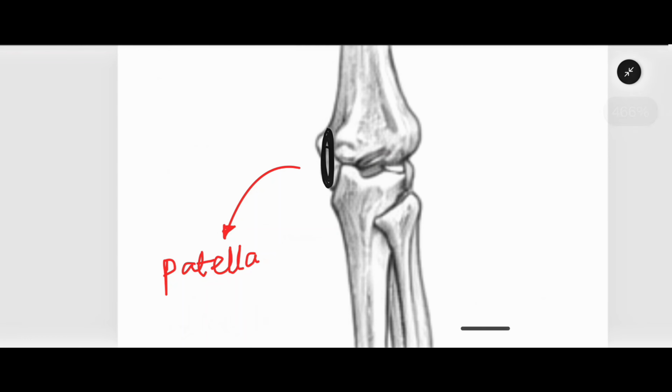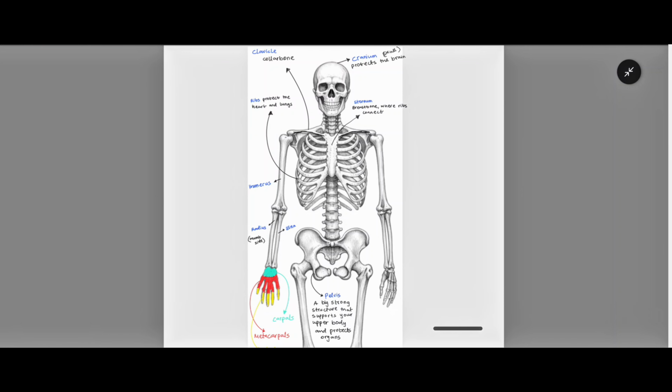So it's just a little structure that sits at the front there, and that's your kneecap. Okay, quick recap of everything we've spoken about so far. We've gone over the cranium, vertebrae, ribs, sternum, clavicle, scapula, pelvis, humerus, radius, ulna, carpals, metacarpals, phalanges, femur, patella, tibia, fibula, tarsals, metatarsals, and phalanges. So these are the bones you need to know.